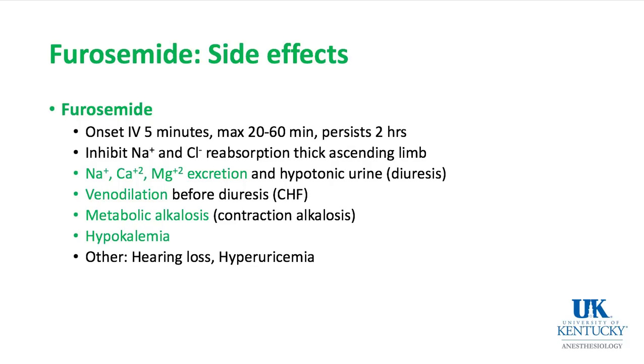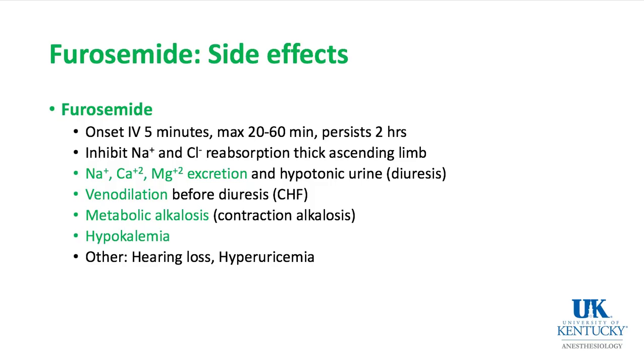Furosemide side effects. What are some side effects of Lasix? It can cause excretion of many ions, including sodium, calcium, and magnesium, and low levels, and causes a hypotonic urine because a lot of water is excreted. When you give Lasix, one of the first things that occurs is venodilation, even before the diuresis that occurs. So it reduces preload, and therefore it's a good treatment for congestive heart failure.